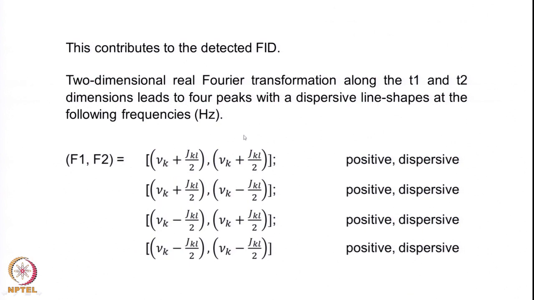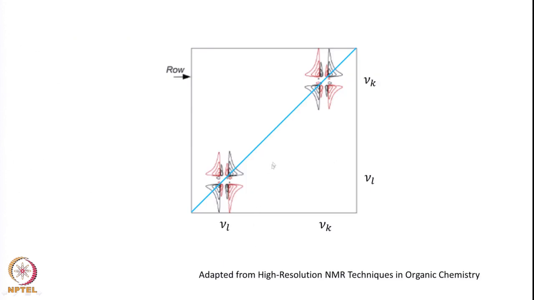So you can look at these things once more, at where these peaks appear. We have the peaks appearing at nu k plus JKL by 2, nu k plus JKL by 2, nu k plus JKL by 2, nu k minus JKL by 2, nu k minus JKL by 2, nu k plus JKL by 2, and here is nu k minus JKL by 2 and nu k minus JKL by 2. Therefore, this produces a spectrum which is like this, and we will see later that this sort of dispersive line shape is not a very desirable thing, and obviously one has to do something different to get better line shapes.